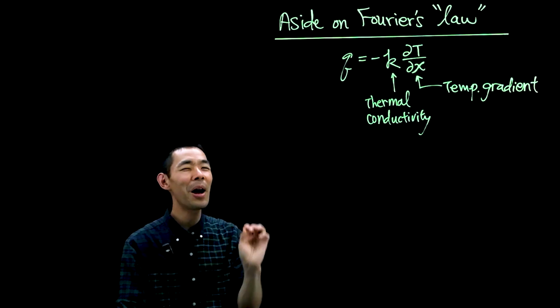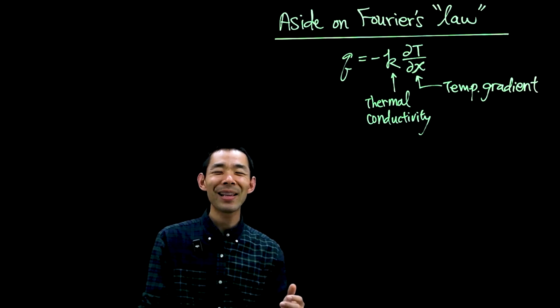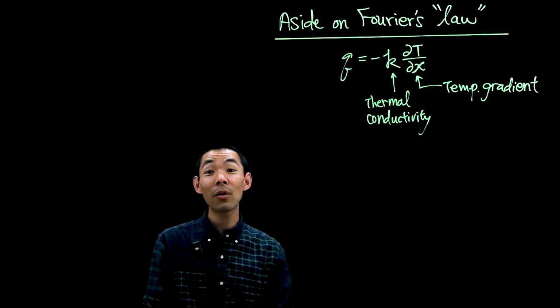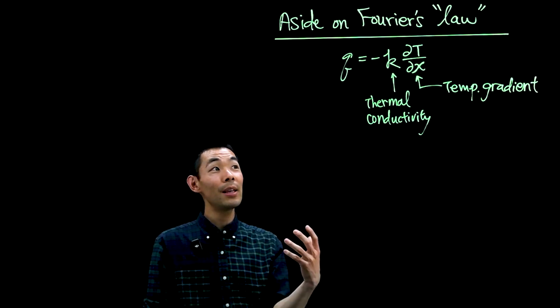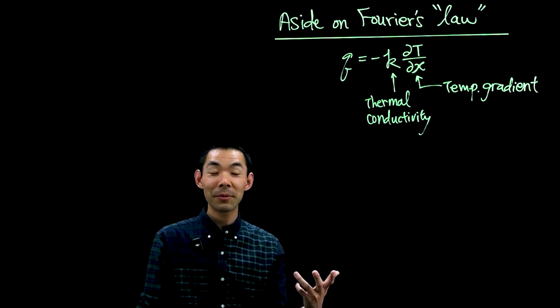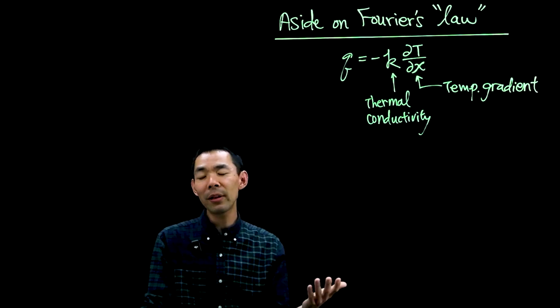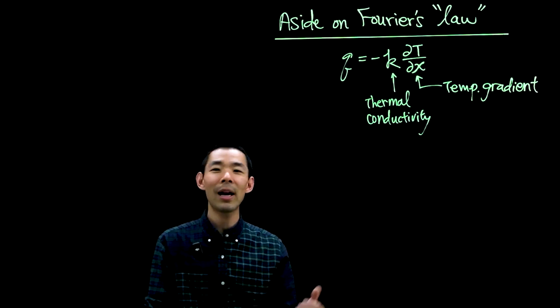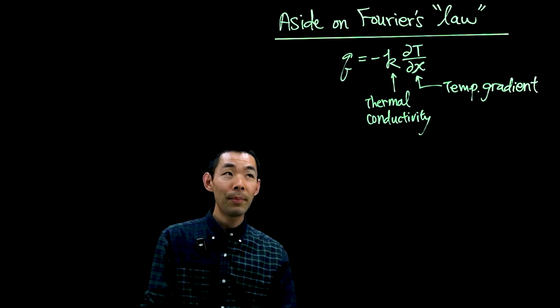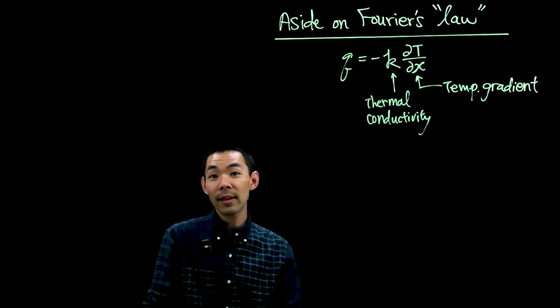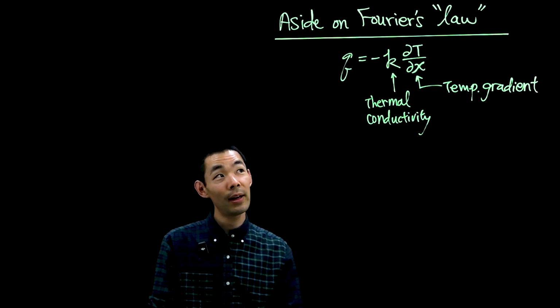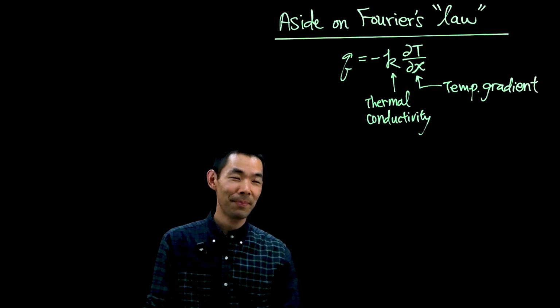So I have kind of a problem with the way a lot of textbooks say it's a law. It's not really a law. It's an empirical relationship that happens to be true in many materials. It turns out this relationship works perfectly well for most materials that you'll encounter as a scientist and engineer. But in some cases, it doesn't apply very nicely.